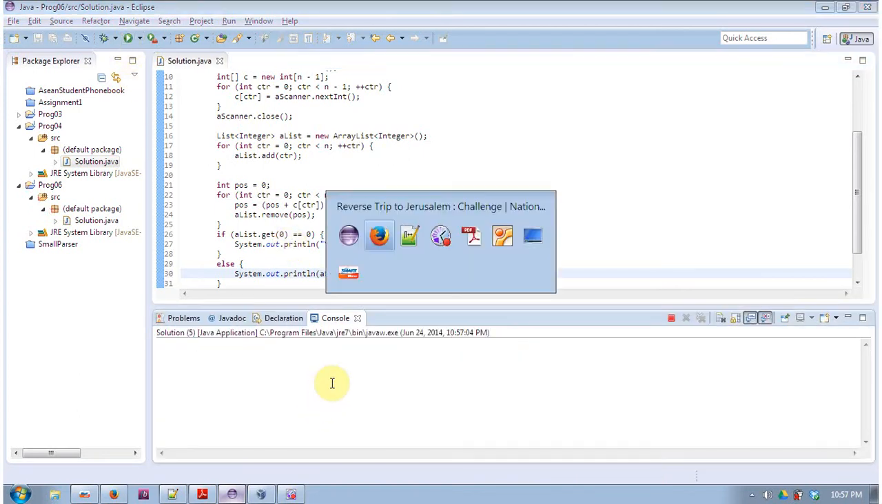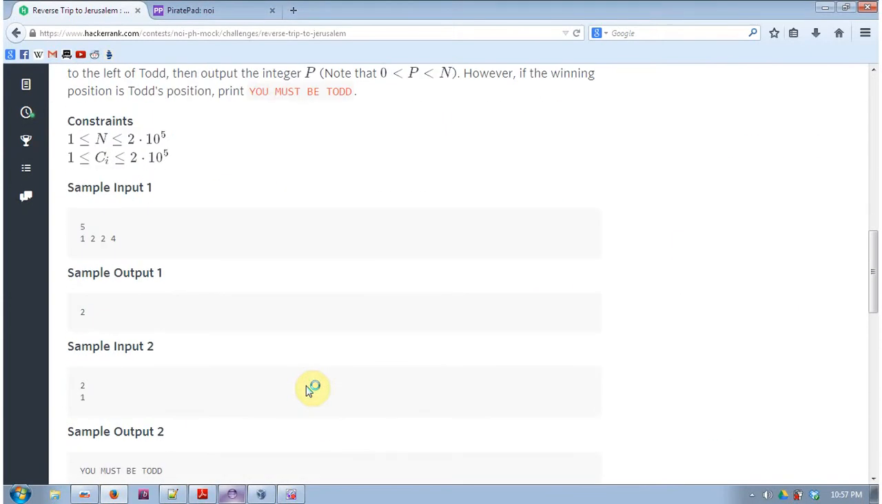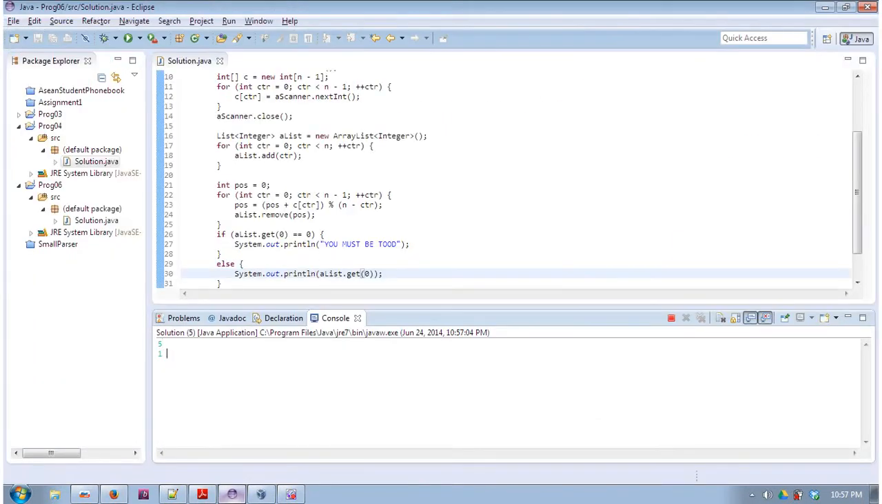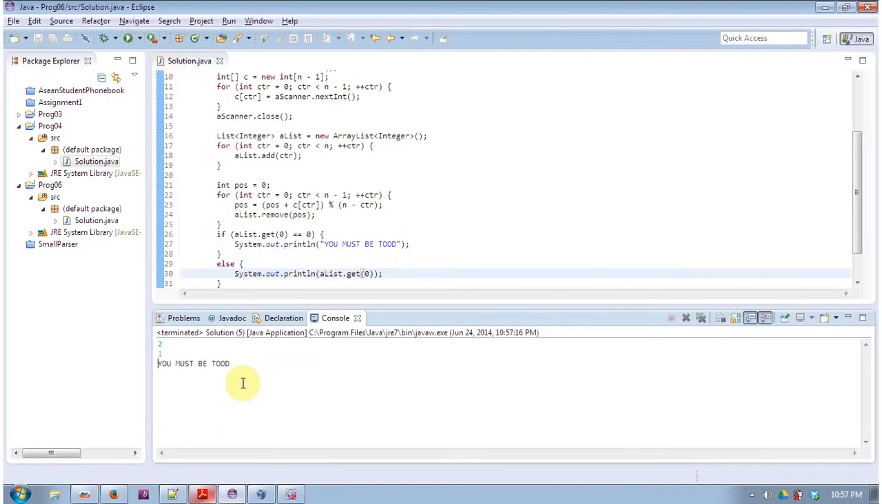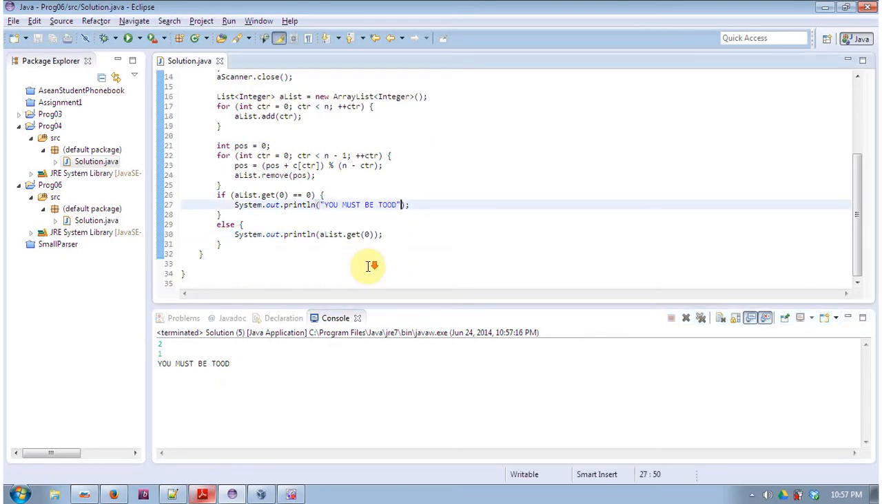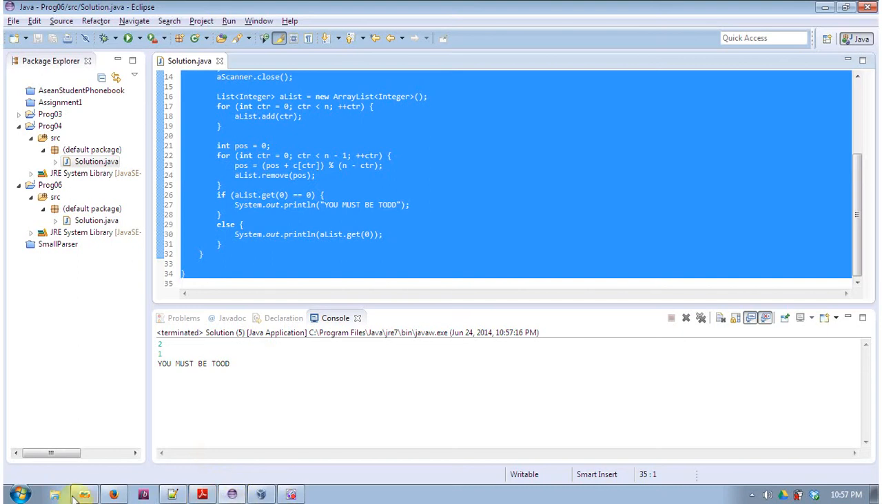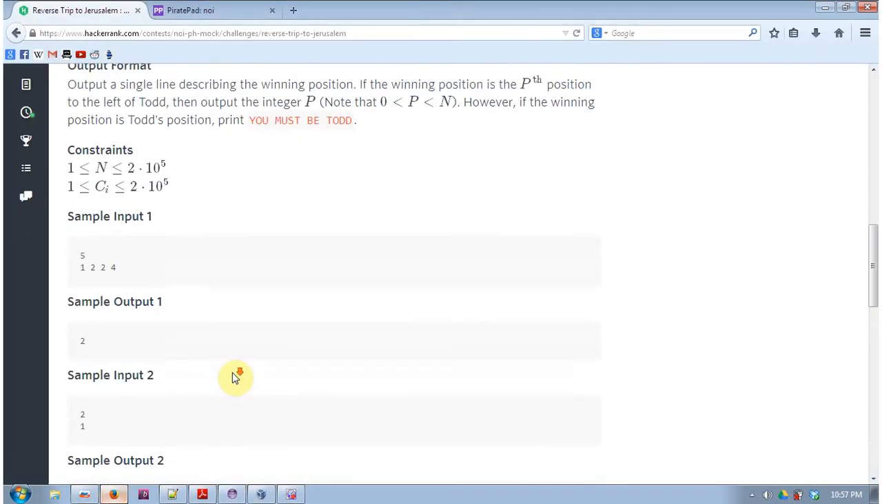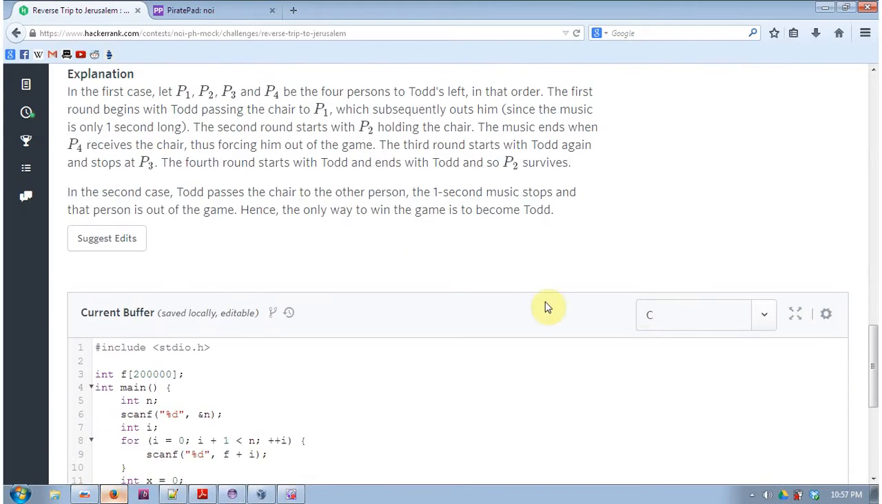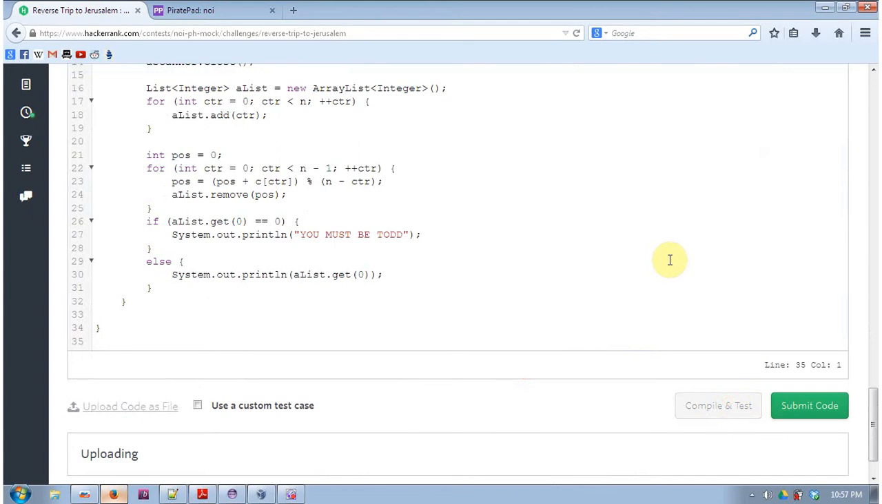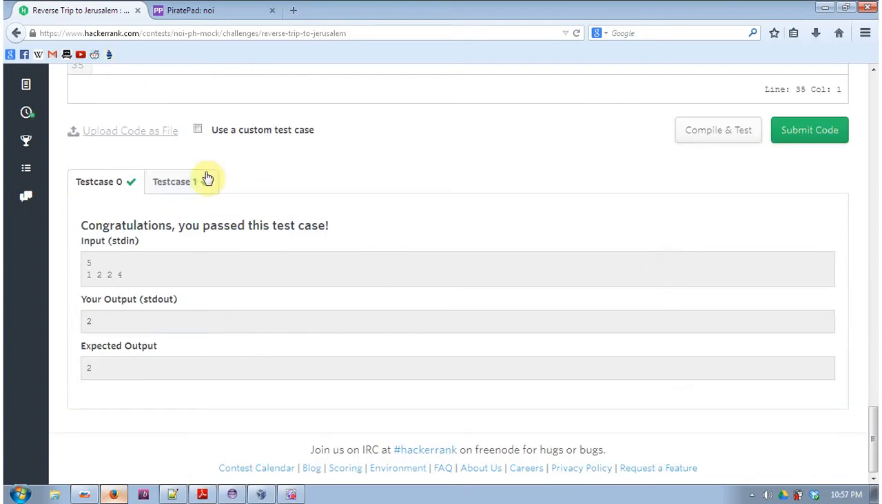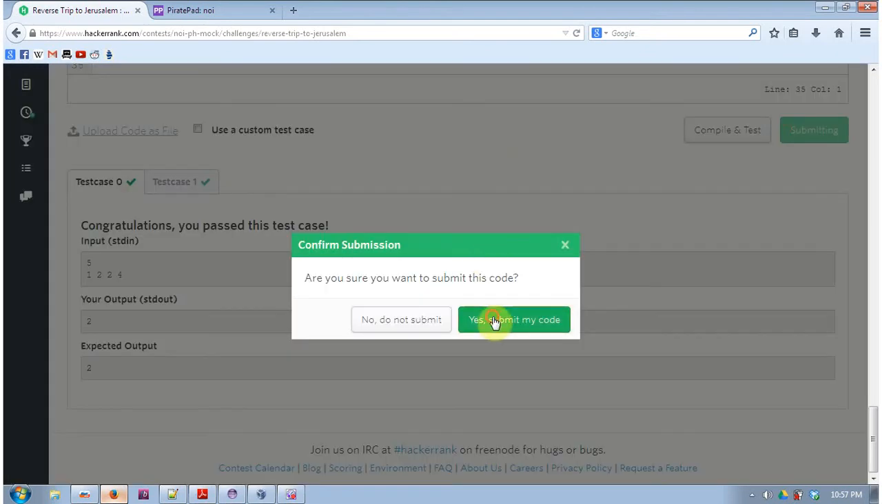Okay, so our test data is 5 1, and this is 2, and if this is 2 1, you must be that. Okay, so let's do this one. Okay, so for both test cases it passed. How about the judges' test cases?